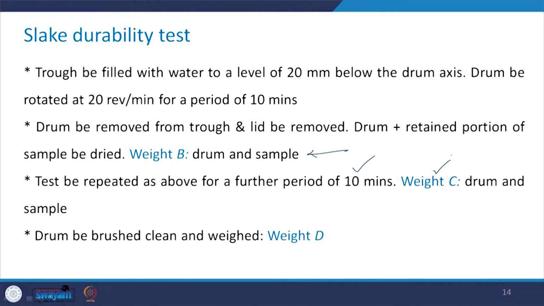So, again we will have the next cycle and we take the weight C. This means that we have the weight of the drum and the sample after the second cycle. Then we take the weight of only the drum, which is clean and weighed. That means there is no particle from the rock sticking to the drum. So, this weight D is only the weight of the drum.